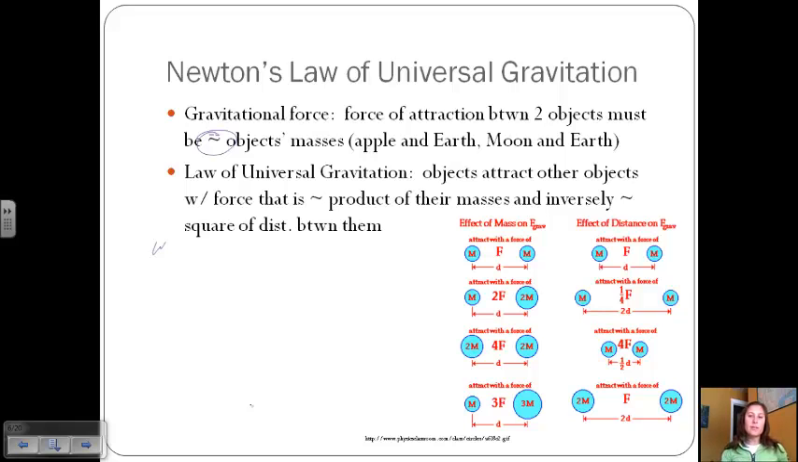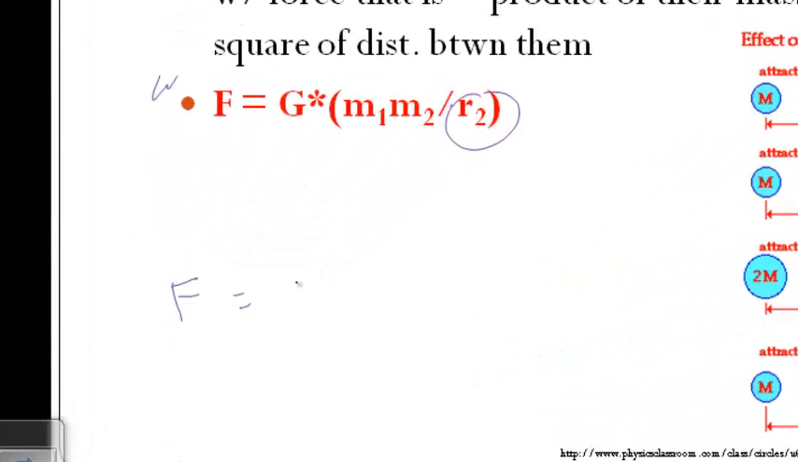So the law of universal gravitation says that objects attract other objects with a force that is proportional to the product of their masses and inversely proportional to the square of the distance between them. And so inversely proportional means we're putting it on the bottom of our fraction. Another way to write this would be force equals G times mass of object 1 times mass of object 2, divided by their radius. And actually that should be squared. That should be a 2 on top, so make this a squared value, not a sub 2.